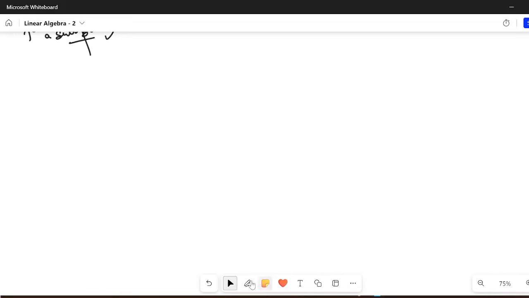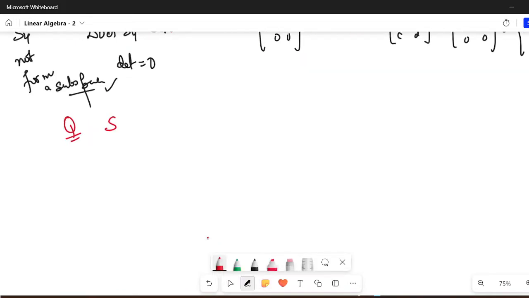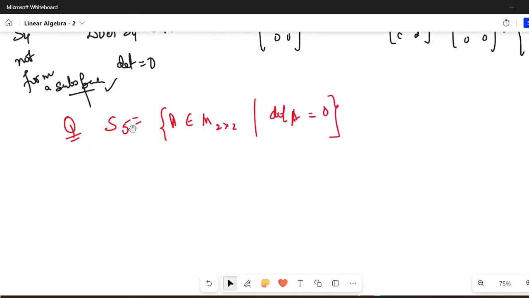Okay. Now let us move to another question, which is this. What can you say about this? Last question in this category. I'll take one or two more, and then we'll finish this off. Let us take this example. Let's say S5. S5 contains all those 2 cross 2 matrices such that determinant of A is equal to 0. What do you think? Will it form a subspace?